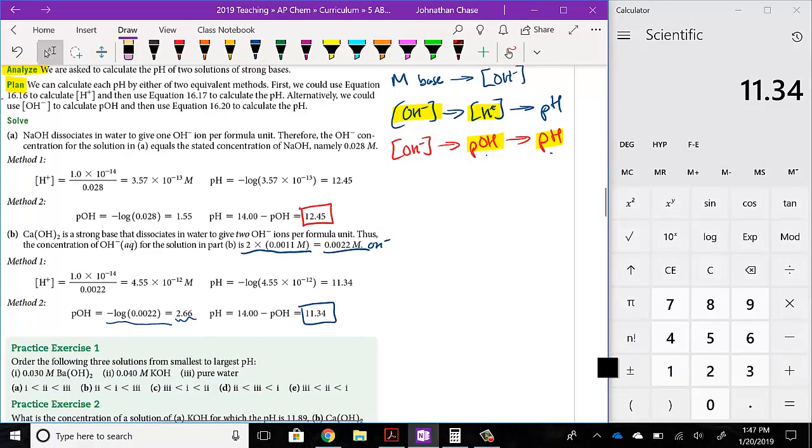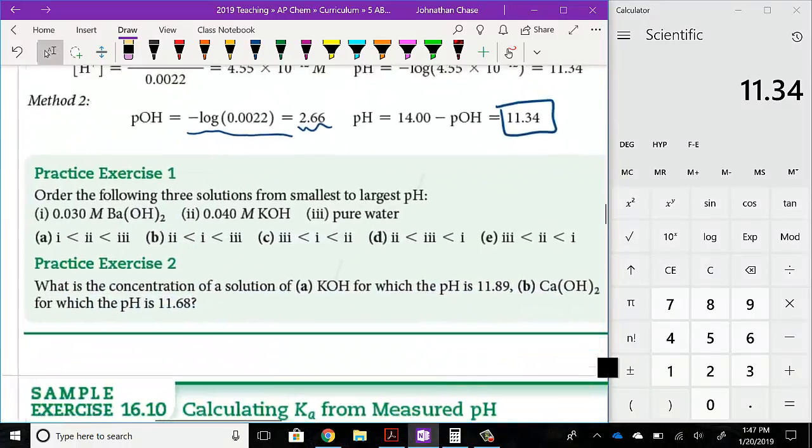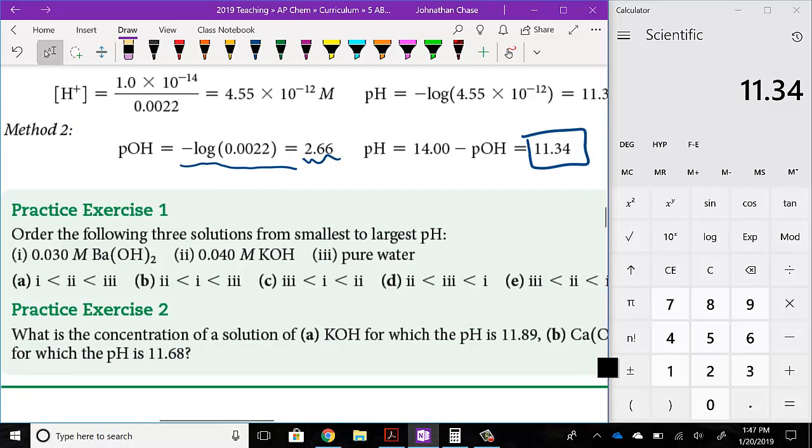Now let's do our first practice exercise. Here you'll notice we have a multiple choice, which we're going to treat just like we would on the AP exam. The question is asking for us to order the following 3 solutions from smallest to largest pH. Recall that if you have a large concentration of hydroxide, that means you're going to have a high pH value. So a lot of hydroxide ions means high pH.